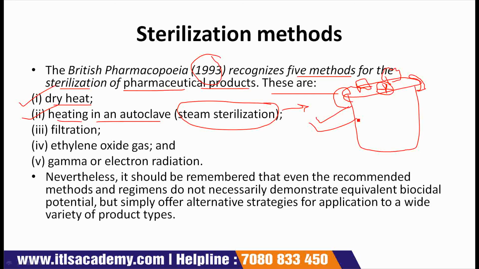Autoclave is able to sterilize even spores. As we know, spores are resistant to temperature or heat, but the autoclave reaches approximately 120 degrees centigrade, and this 120 degrees centigrade is enough to kill bacterial spores. So in normal laboratory procedures, the autoclave is used frequently for sterilization.